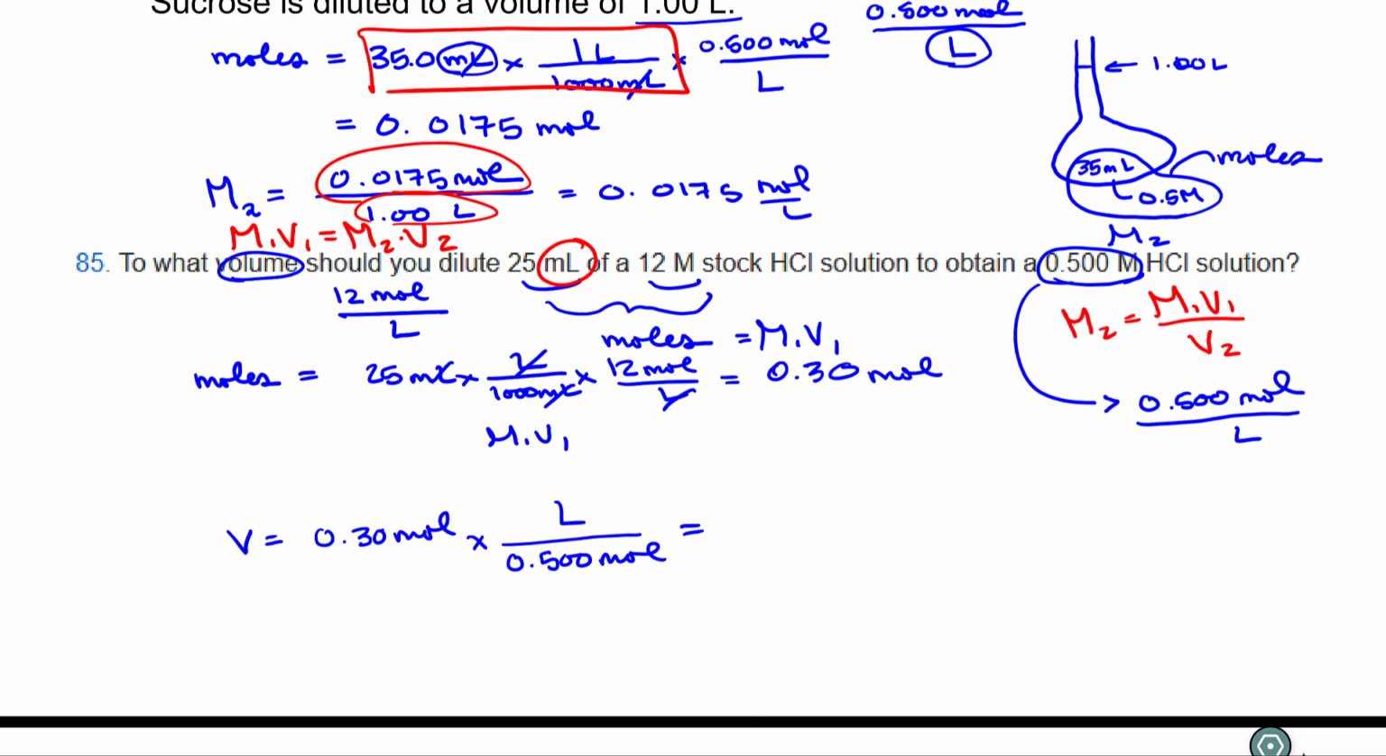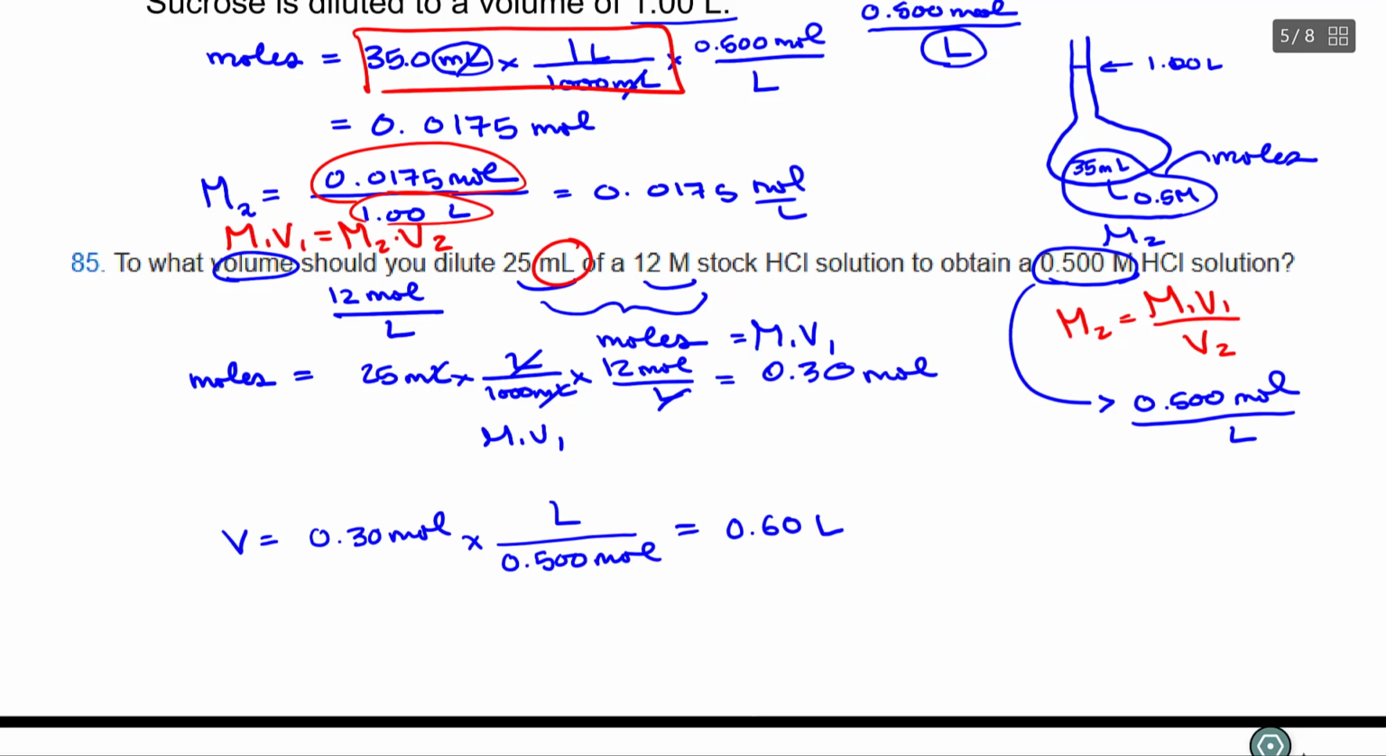So what that leaves me with is 0.60 liters of solution. Now, if you want to verify that the formula works, then you're going to go ahead and take your M1V1, and that's equal to M2V2. And what do you have to do to get V2 by itself? You have to divide by M2, and that's what we did there.